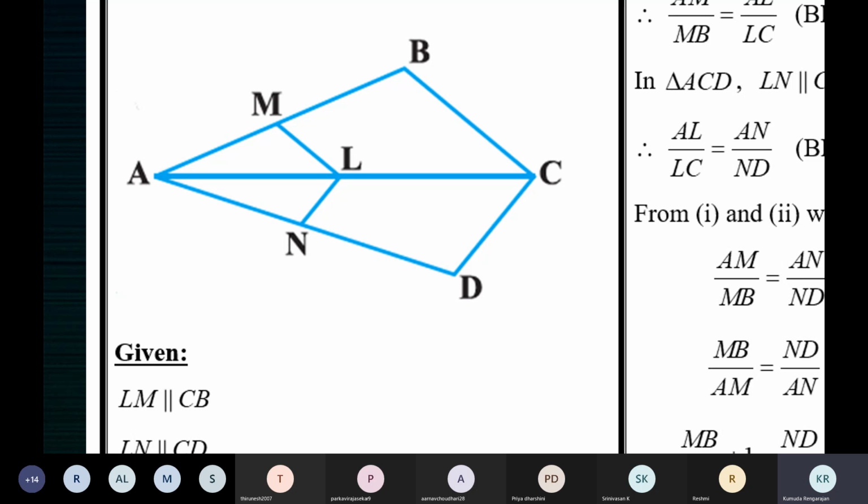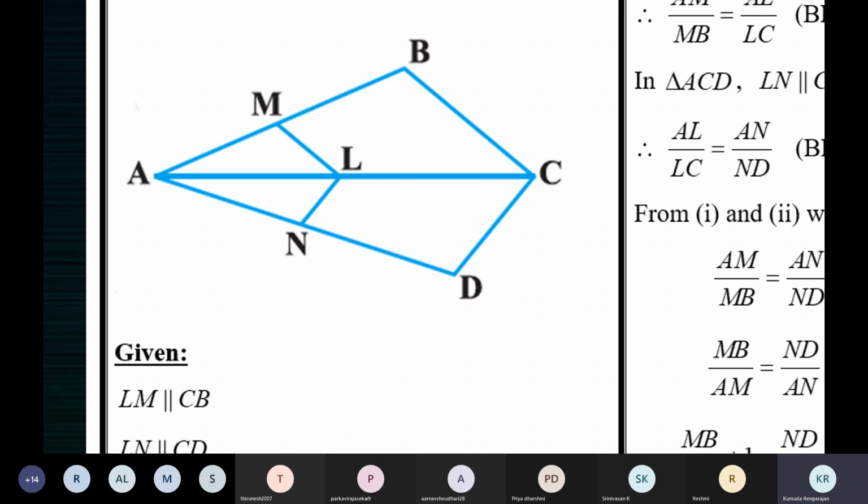The other two sides are divided in the same ratio. If you have a line parallel to one side of the triangle, the result by BPT is that the other two sides are divided in the same ratio. So BC is one side, leave that. The other two sides, AB and AC, are divided in the same ratio. L divides AC, M divides AB.